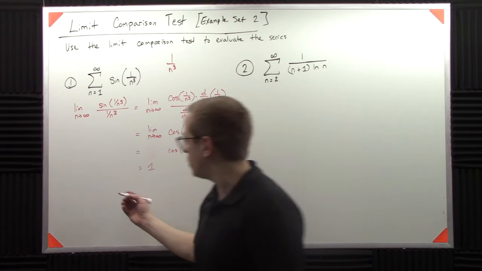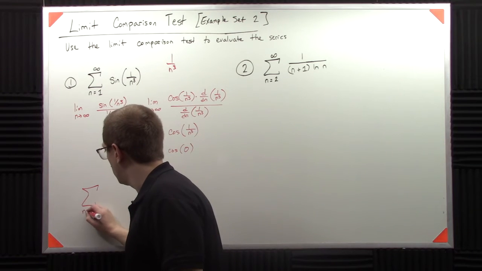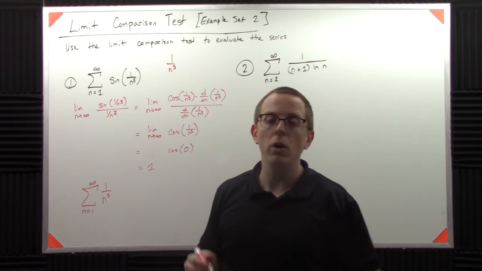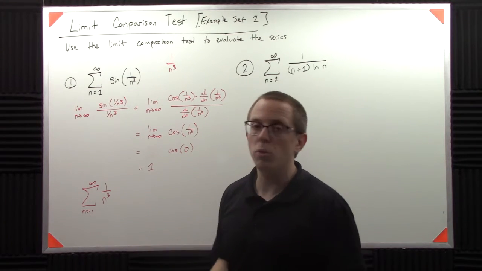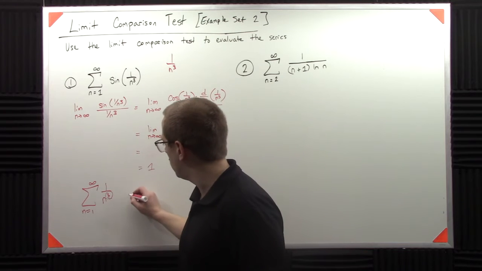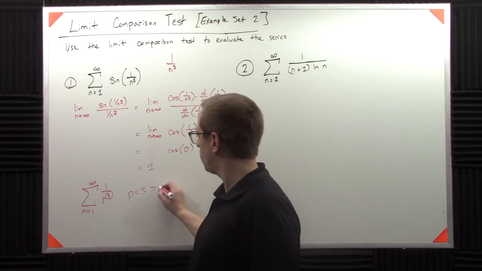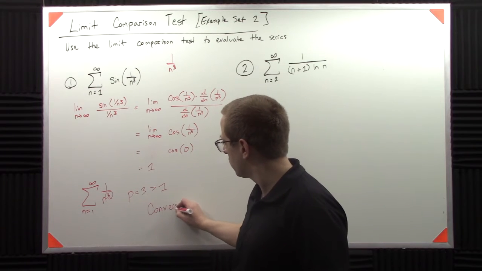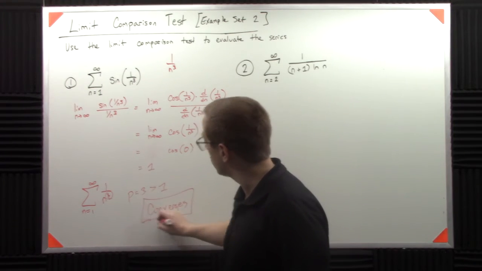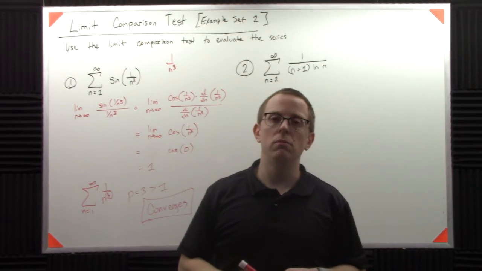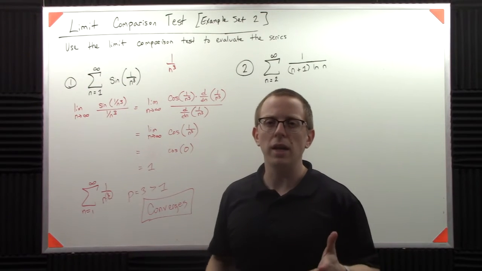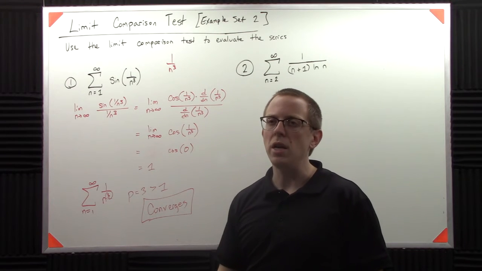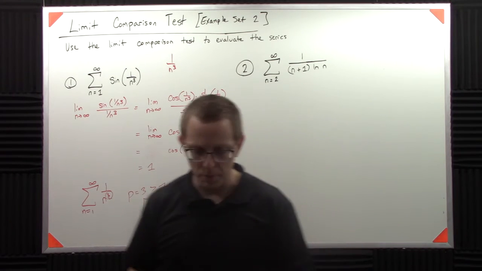So what I have to do is ask, what's the convergence of that? Well, this is a p-series. It's 1 over n to a power. So I look at p. p is 3, and 3 is greater than 1. So I know it converges. So I know that series converges, which is not that difficult. The trick was picking what to compare to, which is not always intuitively obvious.